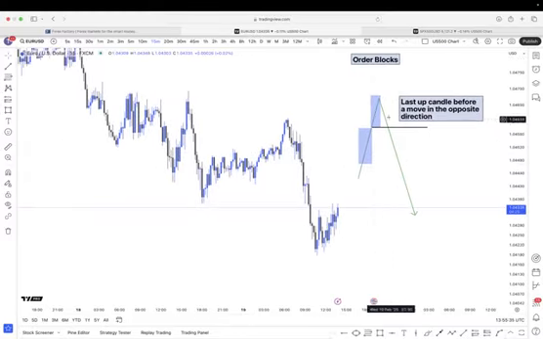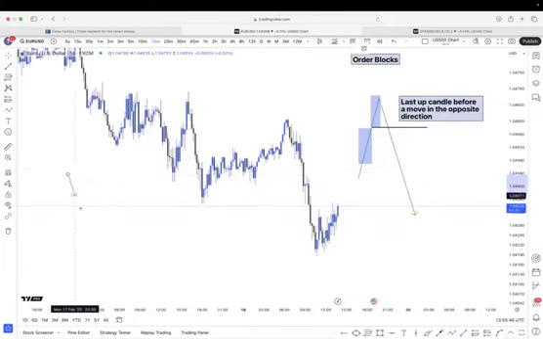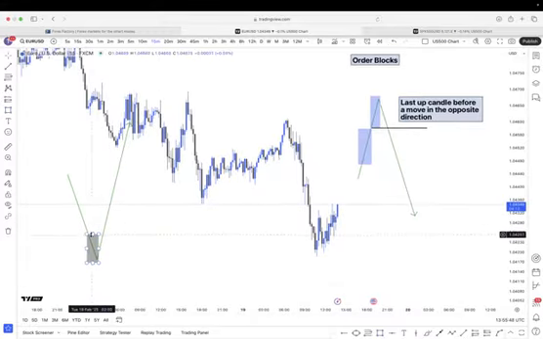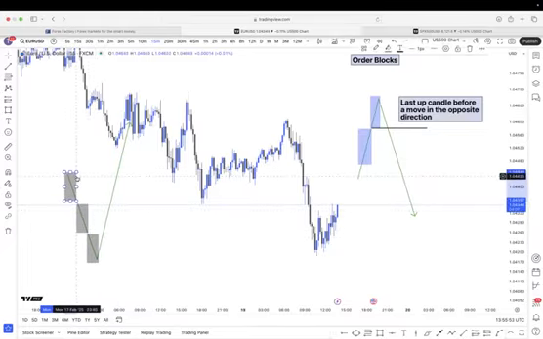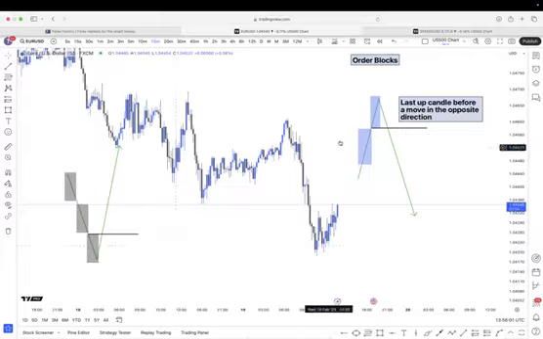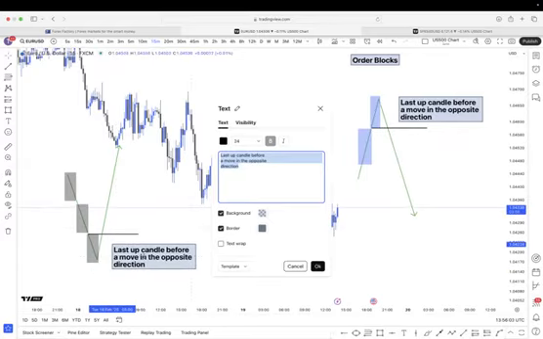And if you were looking at it in the opposite way, so for example, if price action was doing something like this, you would be looking for a series of down candles just like this here. And then when price suddenly shifts to the upside like this, you are looking for the last down candle, which is going to be right here, before price moves in the opposite direction.